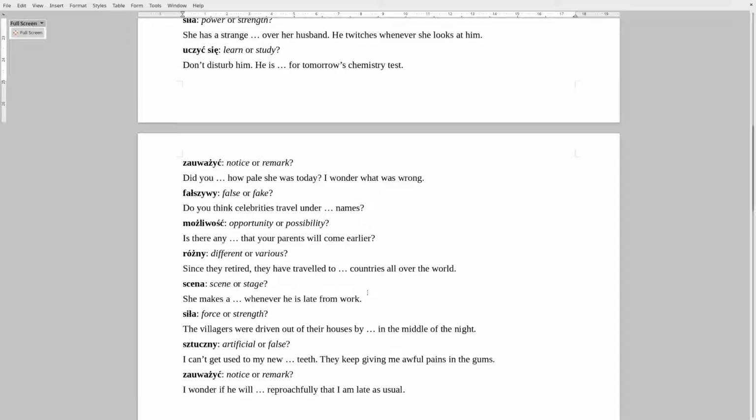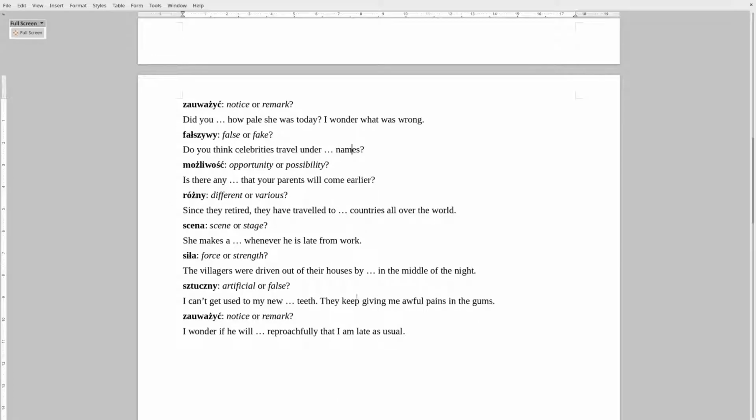Fałszywy, again, false or fake. Do you think celebrities travel under false names? Right. Możliwość, opportunity or possibility. Is there any possibility that your parents will come earlier?